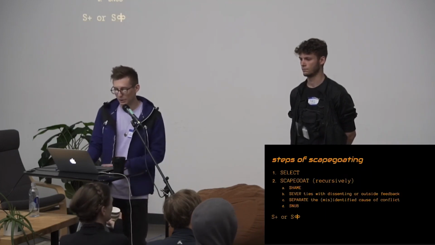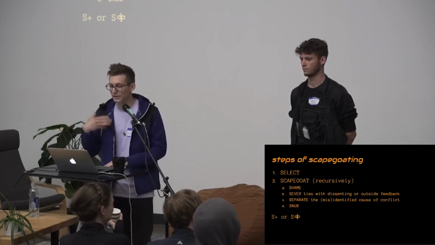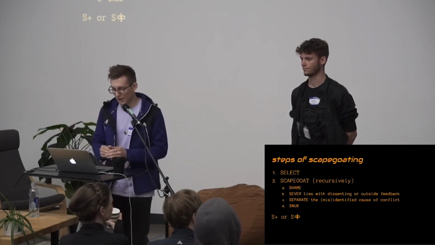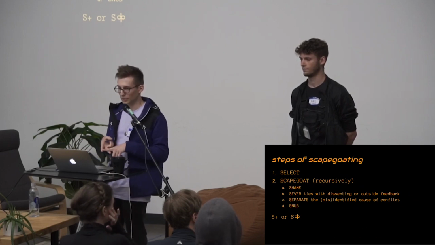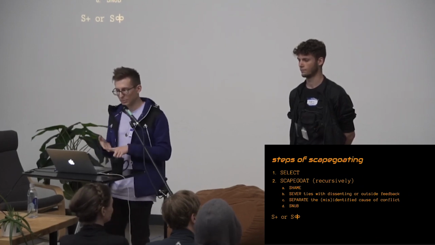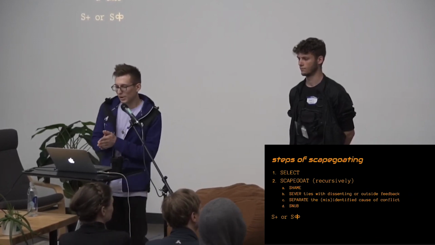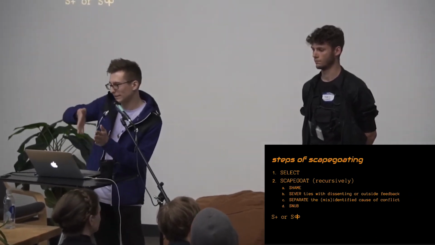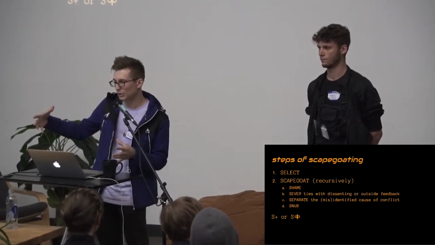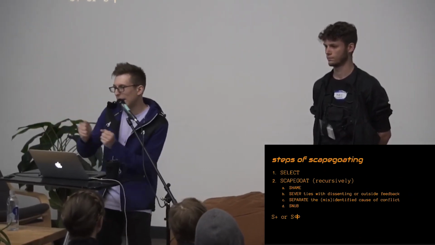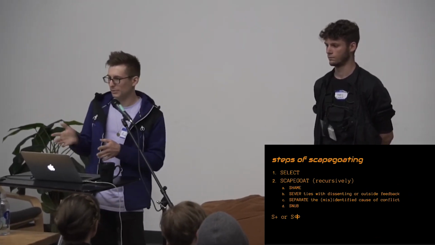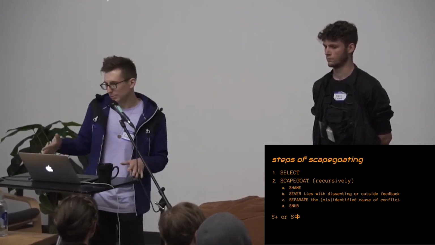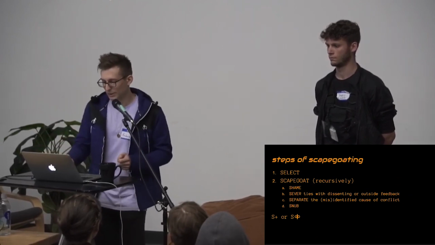Here are the steps of scapegoating. Select a target, scapegoat recursively. This is about shaming, sever ties with dissenting and outside feedback, separating the misidentified cause of conflict. So first we're cutting the ties logically between the two different perspectives, and then we're actually pulling them away. The separation is then performed second. And so we're going to be talking about the timeline splitting and the quantum selection and stuff like that. Voids will come in a little bit later.